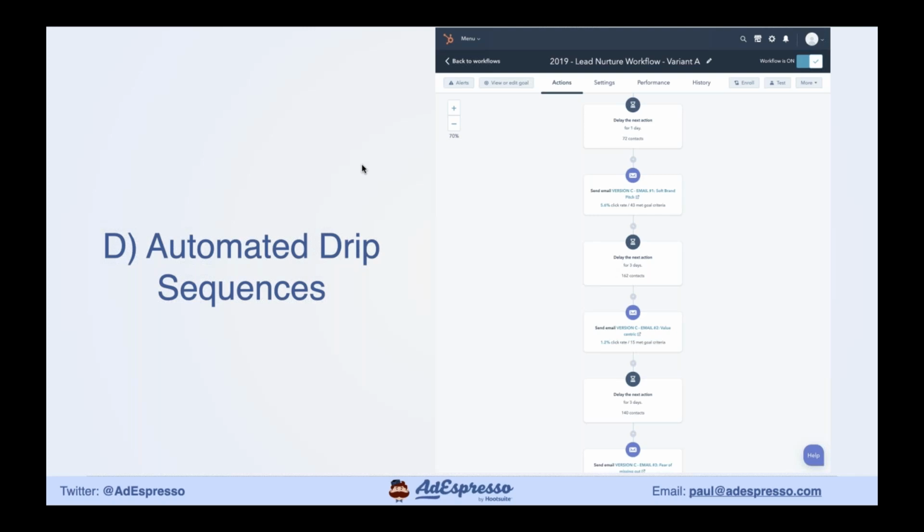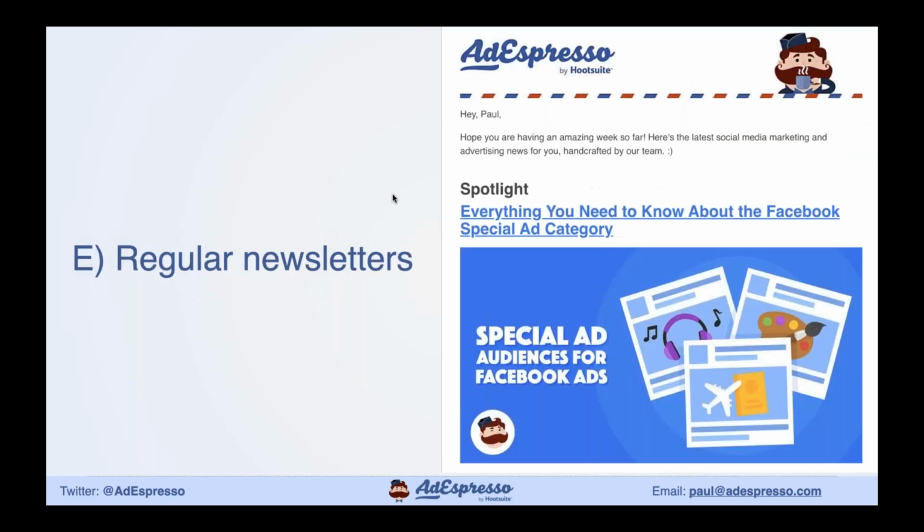You can really write these sequences once. Maybe it's 6 emails over 2 weeks, or maybe it's like a dozen emails over a month. And there we go. It's all automated. It's very, very simple once you've got the lead generation campaigns set up on Facebook.